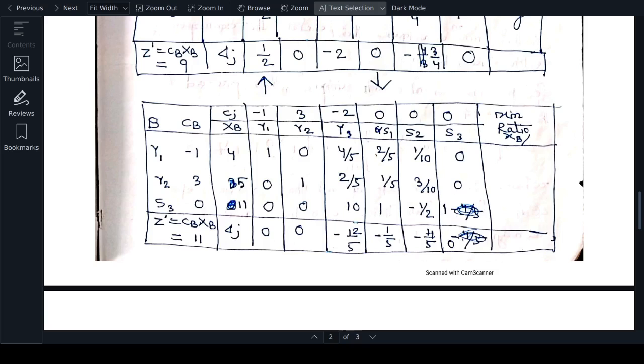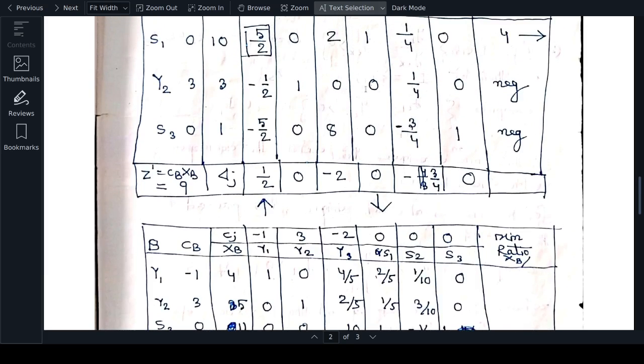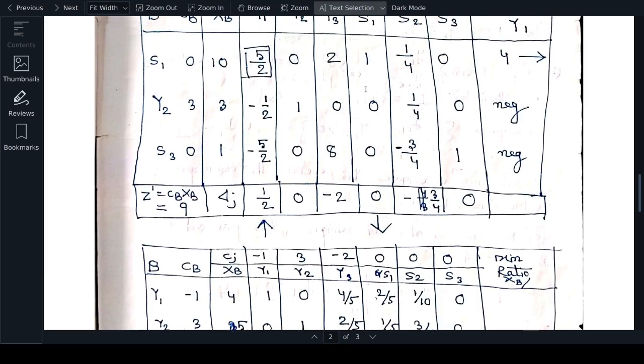3 minus minus 1 by 2 into 10 divided by 5 by 2. So ultimately we get 5. Now I am audible. It's okay?